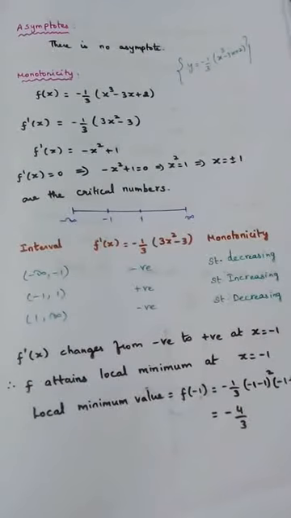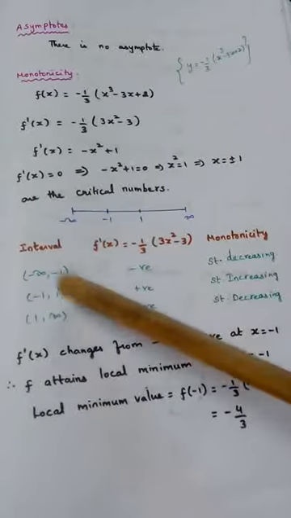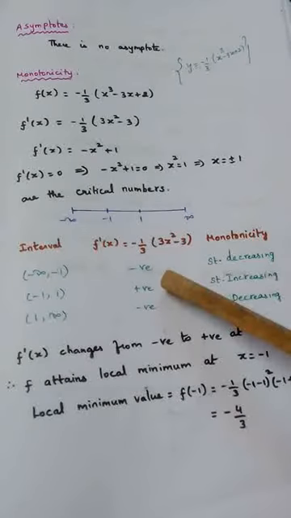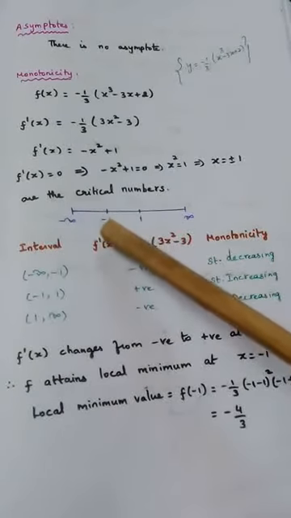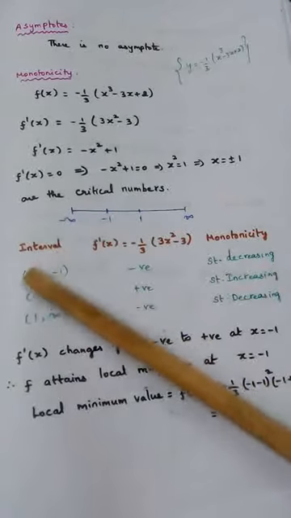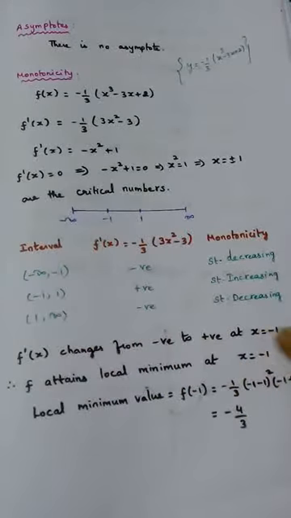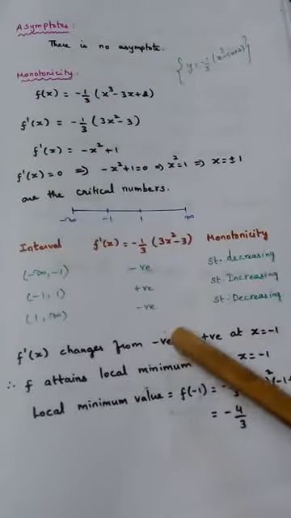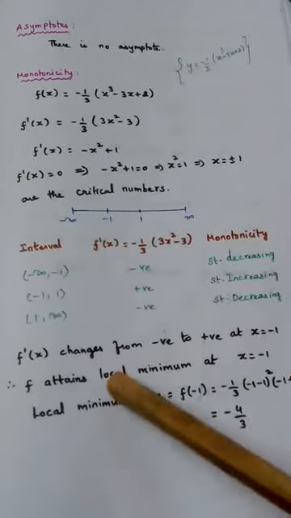That is called monotonicity. Next, local maximum and local minimum. That will be told from this table itself. F dash of x changes from negative to positive at which point? Minus 1, at x equal to minus 1. Negative to positive means what? Local minimum.